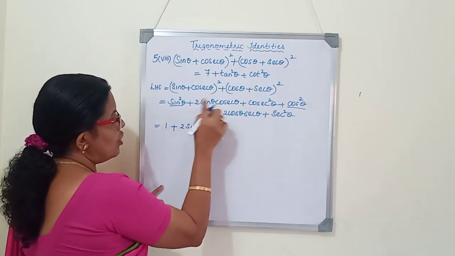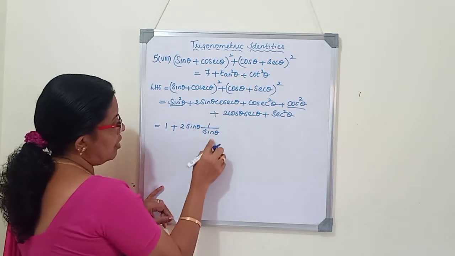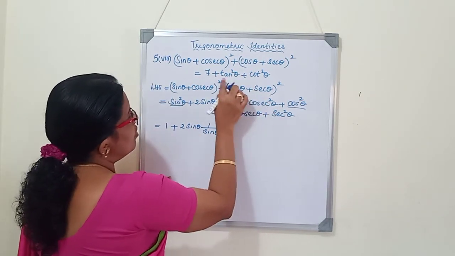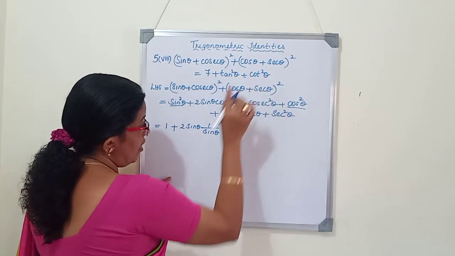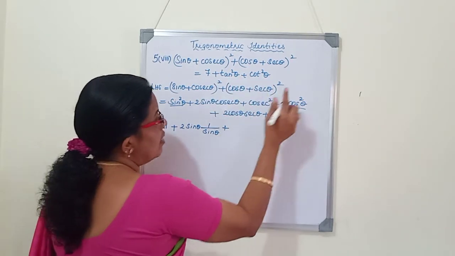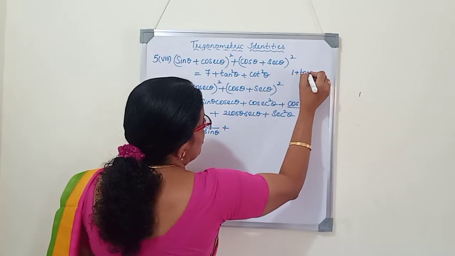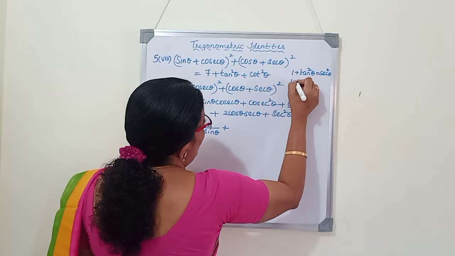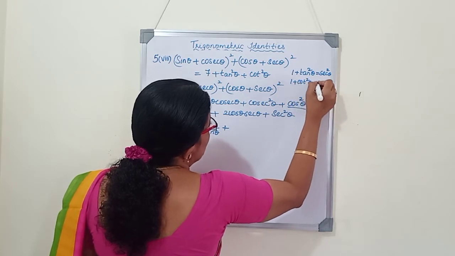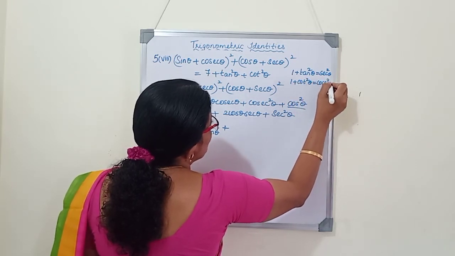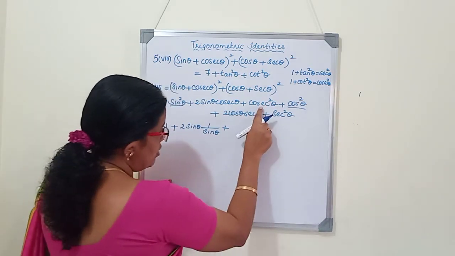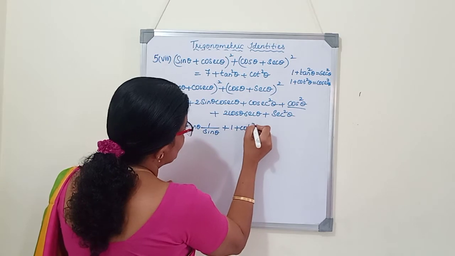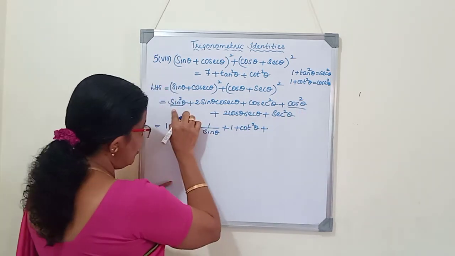Either sin theta you change it as 1 by cosec, or cosec you write it as 1 by sin, plus cosec square. We don't want cosec square in the RHS. We want tan square and cot square. And we know that 1 plus tan square theta is sec square theta, second identity. And 1 plus cot square theta is cosec square theta. So these two identities we will apply here. Instead of cosec square, we will write 1 plus cot square theta plus cos square already changed.